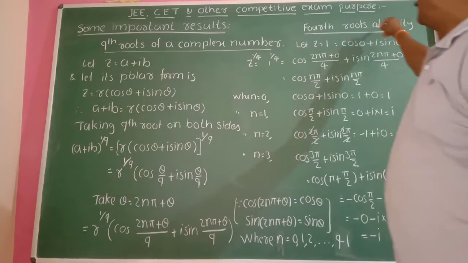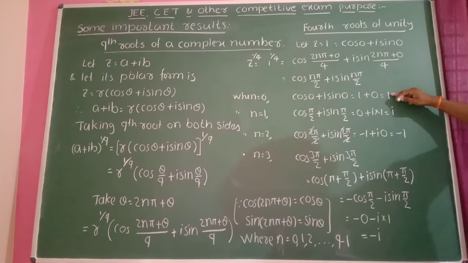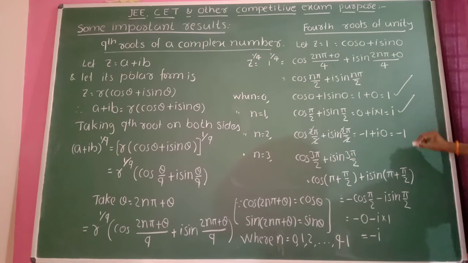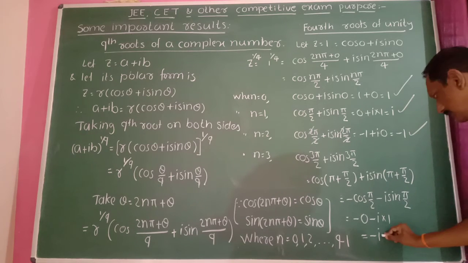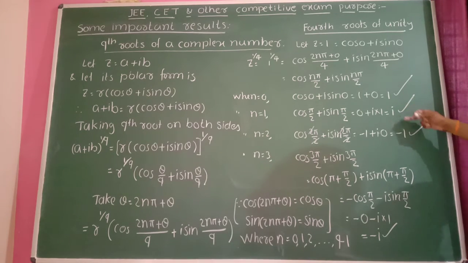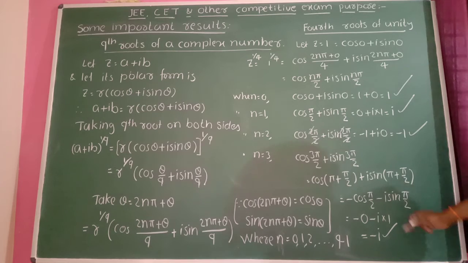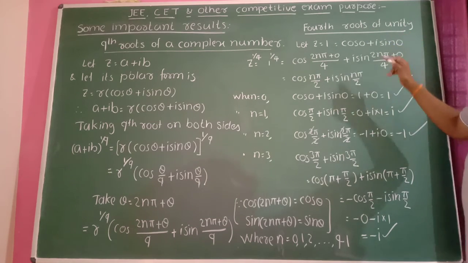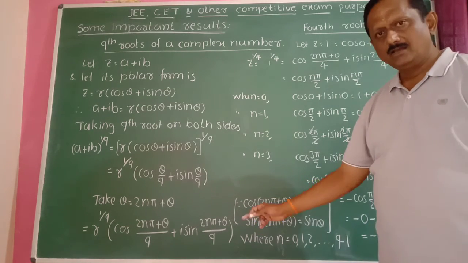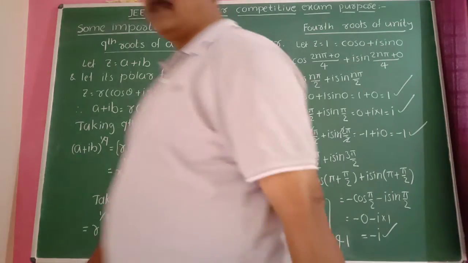Therefore the fourth roots of unity are 1, i, minus 1 and minus i. These are the fourth roots of unity. This is one method using this formula. You can use one more method here.